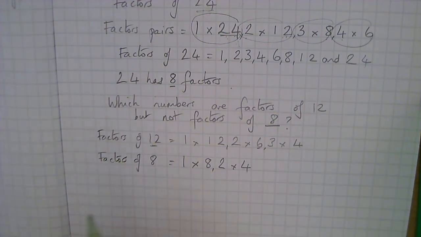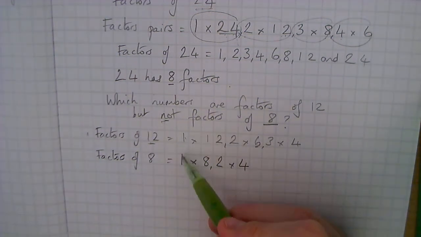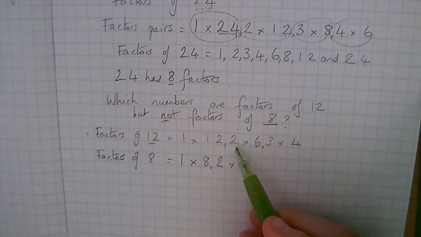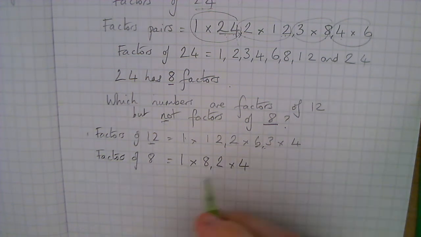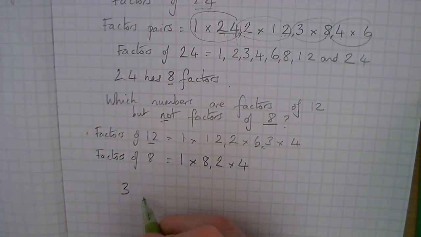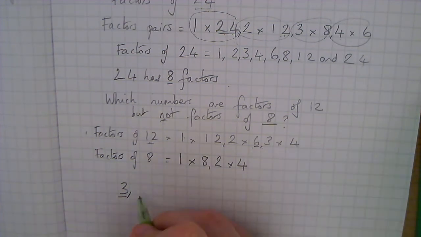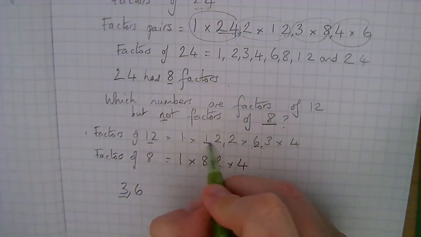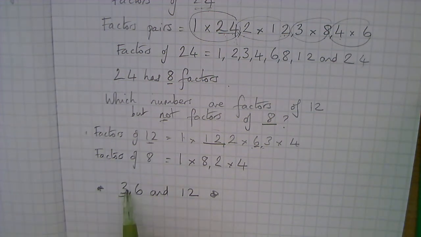So which numbers appear in this list which are factors of 12 but not factors of 8? So 1's in both lists, 2's in both lists, so 3 is in this list but not this list. So the first answer is 3. 4's in both lists, 6 is in this list but not in this list, 6, and finally 12. So our answer to that question, which numbers are factors of 12 but not factors of 8, are 3, 6 and 12.